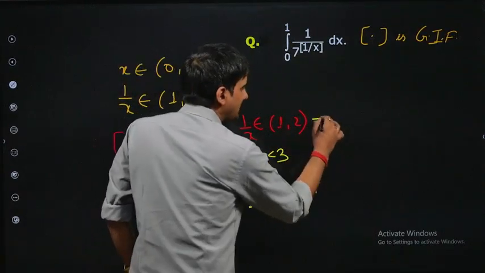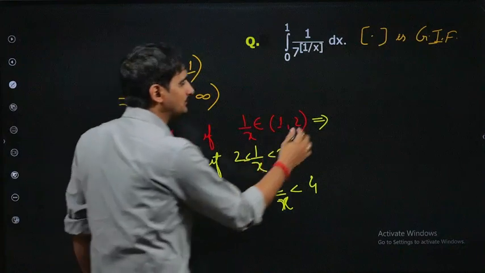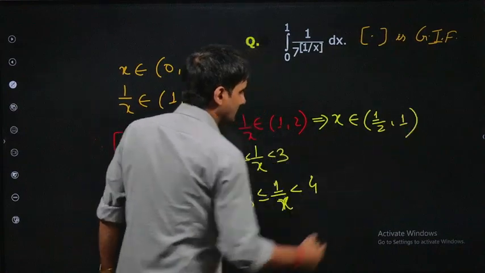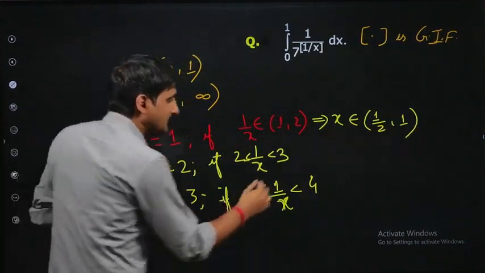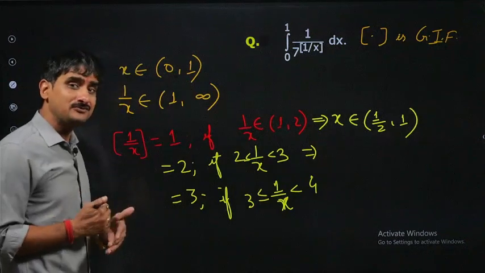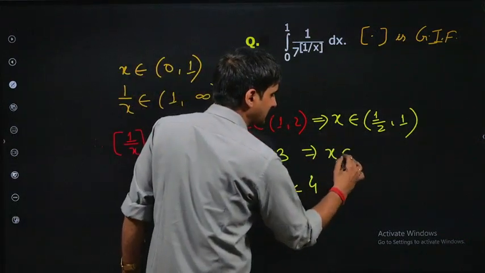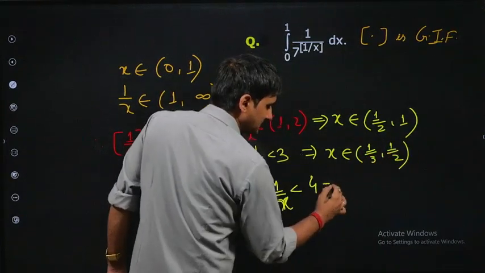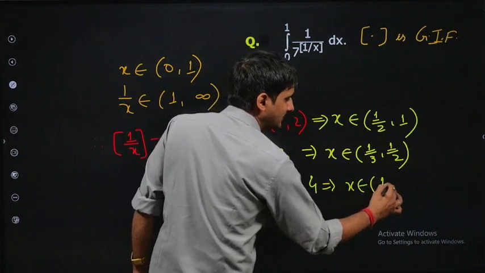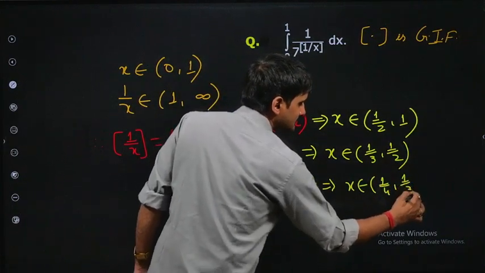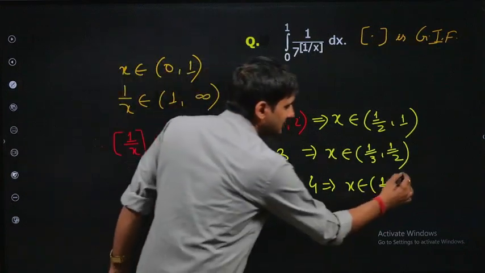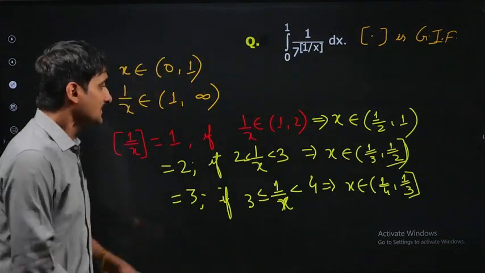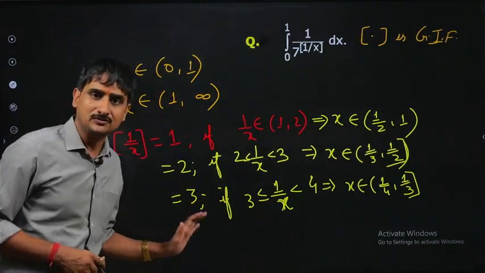And now see, if 1 by x lies between 1 to 2, doesn't that mean x belongs to 1 by 2 to 1, since x is positive? Similarly, if 1 by x lies between 2 to 3, doesn't that mean that x belongs to 1 by 3 to 1 by 2? Likewise, here can't we say that x belongs to 1 by 4 to 1 by 3? Of course we'll keep closing the ends here. So this is how it will go on.